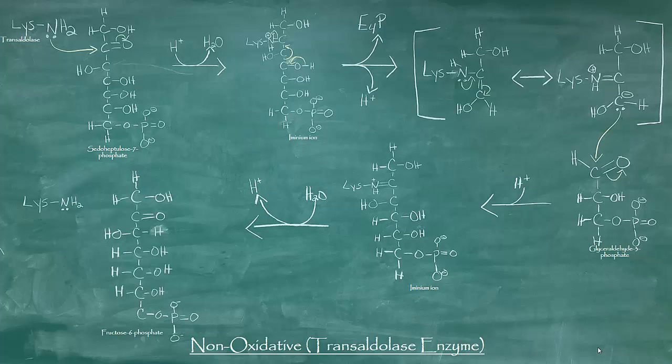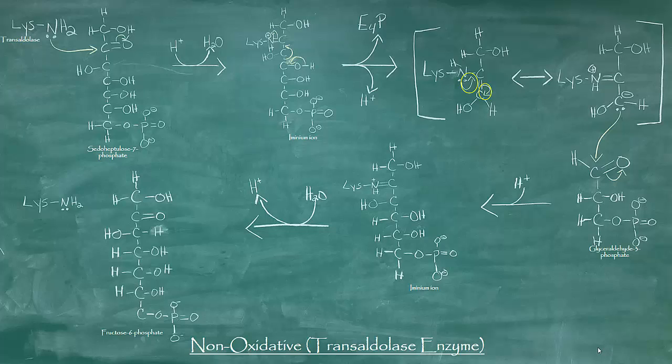The next step of the non-oxidative phase involves the transaldolase enzyme. Acetoheptulose 7-phosphate is activated by the transaldolase enzyme to form a Schiff base with a lysine, also known as an iminium ion. The protonation of the base cleaves two carbons to form dihydroxyacetone, and it releases the erythrose 4-phosphate, also known as E4P.